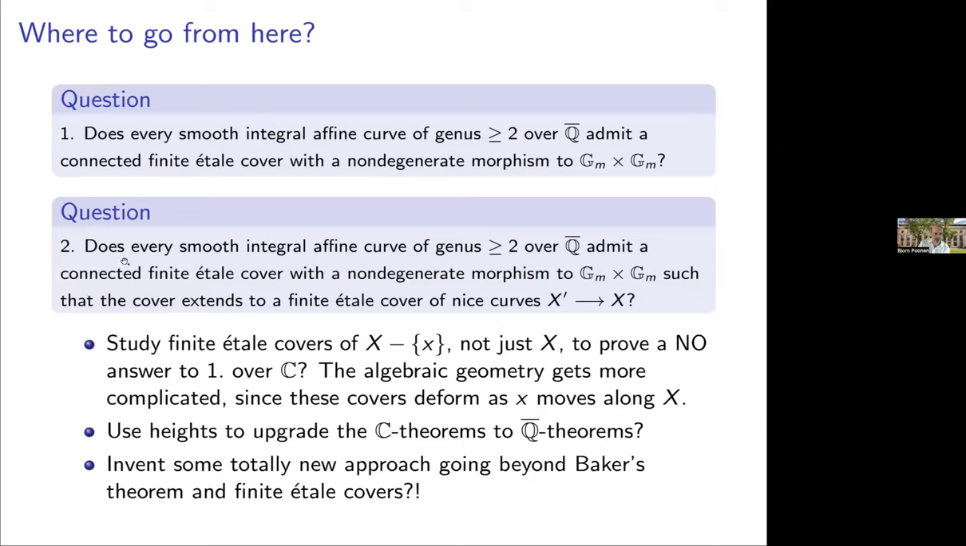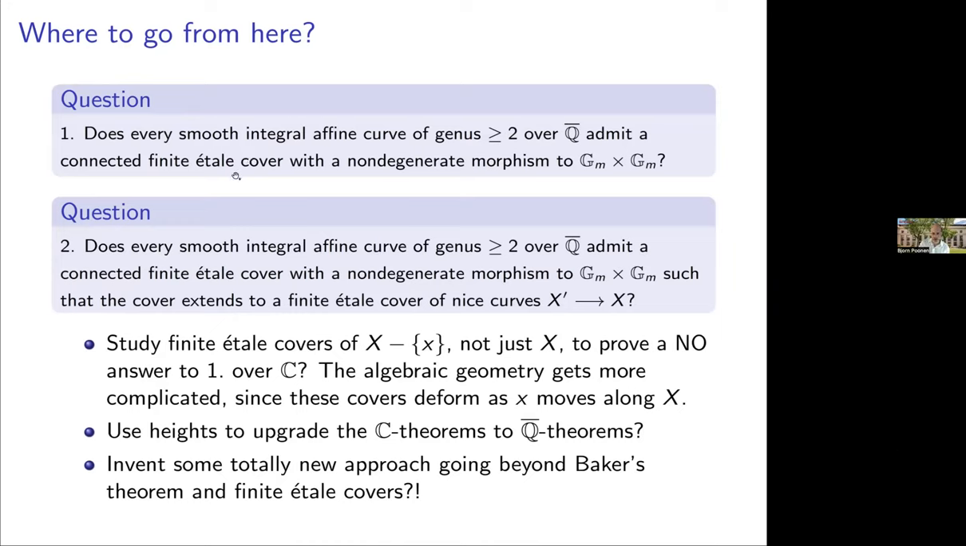In my talk, I was mostly talking about question two. All my theorems are about question two. Remember, the difference between question one and question two is that in question two, we were looking only at the finite tail covers of the affine curve that came from finite étale covers of the projective curves. It would be nice if we could prove the analog for finite étale covers of just the affine curve itself.